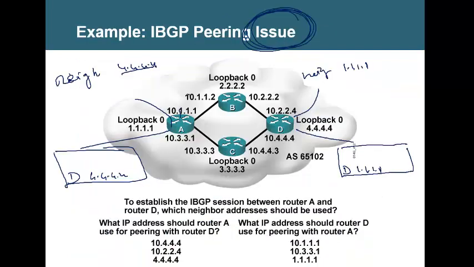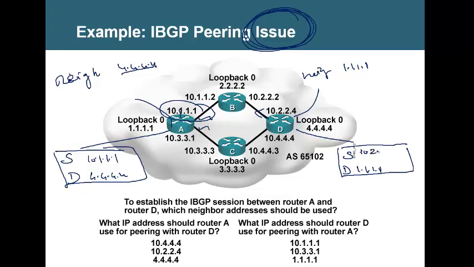To reach 4444, this may be an outbound interface or this may be an outbound interface. Agree? Yes or no? Yes. Let's say this is the outbound interface. Then what will be the source address? 10.1.1.1. If this is the outbound interface here, what will be the source address? Answer. 10.4.